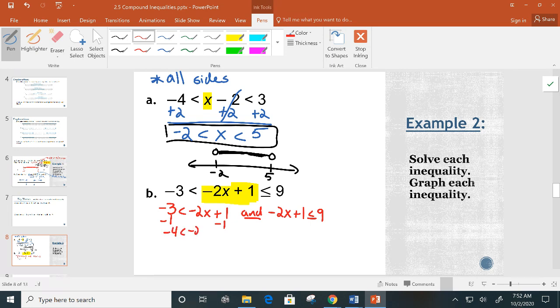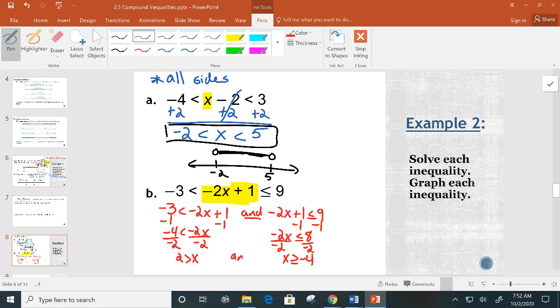negative 4 is less than negative 2x. Divide by negative 2. Your inequality rules still hold here. You're dividing by a negative. So you're going to get 2, positive 2, is greater than x. Solve my second side. Subtract 1. Negative 2x is, again, less than or equal to 8. Divide by negative 2. Again, I have a sign flip. x is greater than or equal to negative 4.